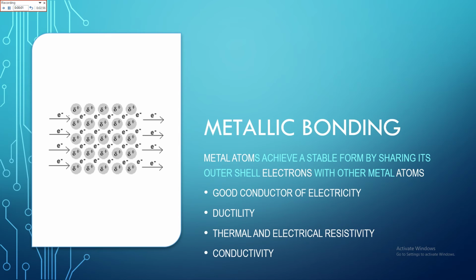The third one is metallic bonding. Metal atoms achieve a stable form by sharing their outer shell electrons with other metal atoms. Its physical properties include being a good conductor of electricity, ductility, and thermal and electrical resistivity. And the last one is conductivity.